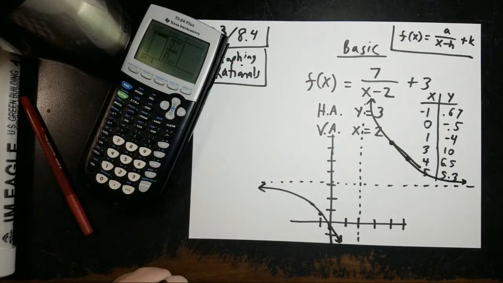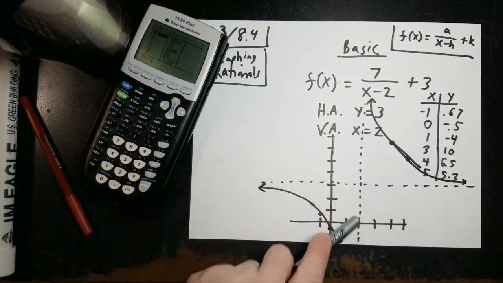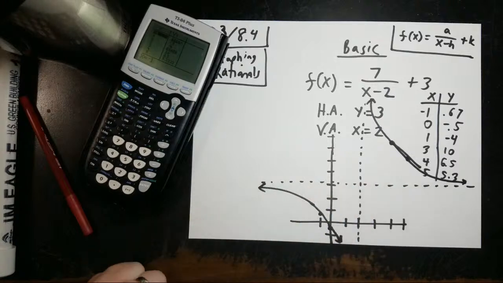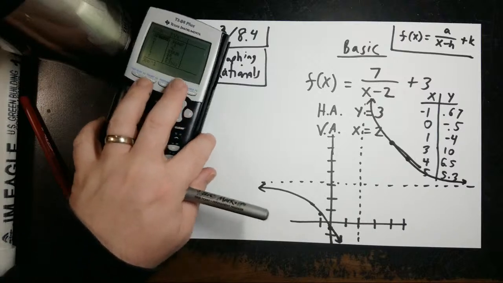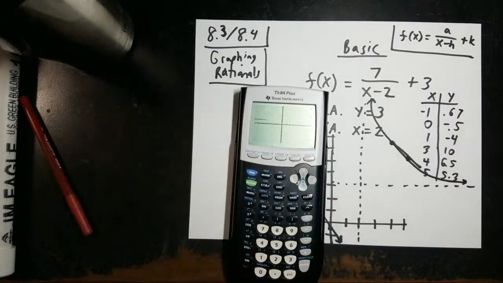Find a table of values. Plot those asymptotes by dotted lines. Plot the ordered pairs, draw your curves. Again, if you had a graphing function or a graphing calculator or something to that effect, you can see exactly what we got there.